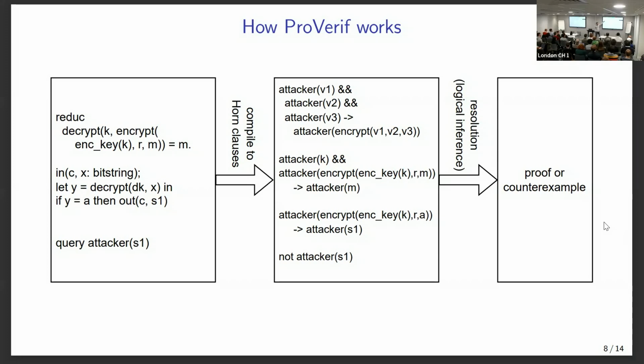So that slide just illustrates, for example, if you type in this equational theory, then it says, well, if you know the three inputs to the encrypt function, then you can apply the encrypt function. The attacker knows the three inputs and can apply the encryption function. And if the attacker knows the key and the ciphertext, then it can derive the underlying message and so on. And then ProVerif works out whether the query holds for that particular protocol.